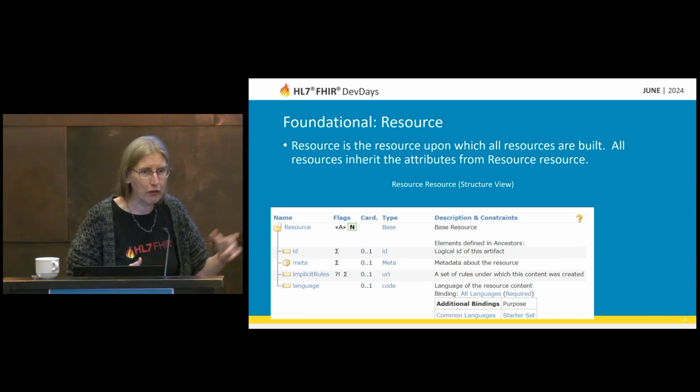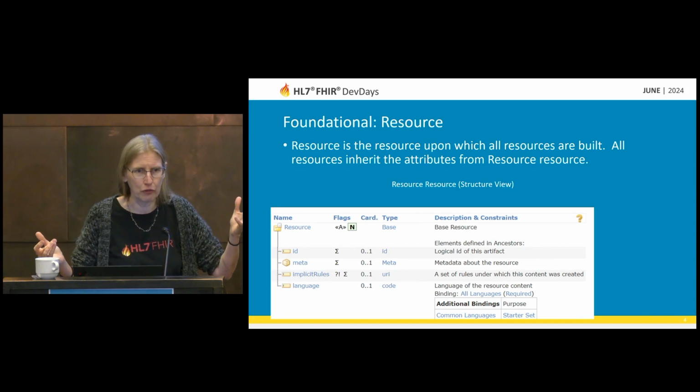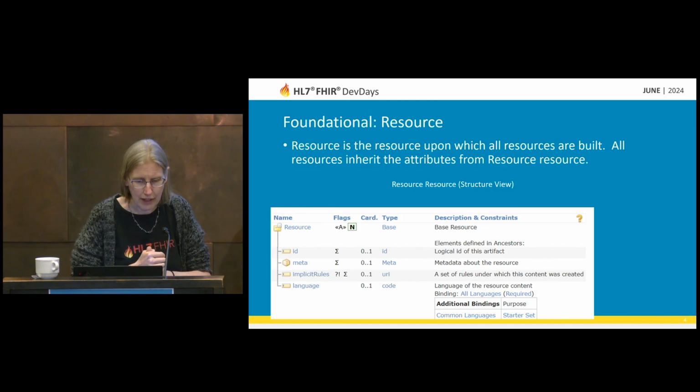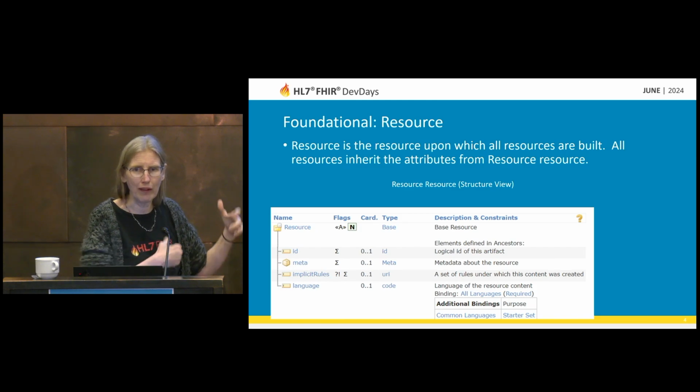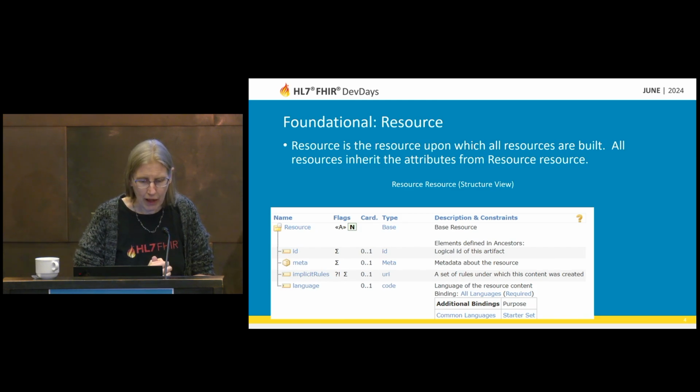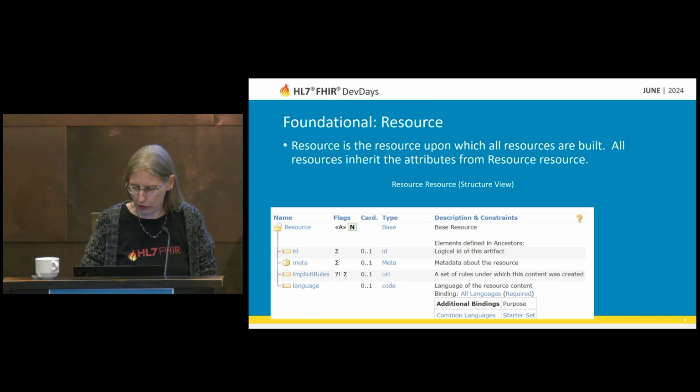So this is where we have a resource ID. Without a resource ID, you cannot do FHIR, right? It's our instance identifier. And this is also where you will find language, and we're starting to finally embrace it. That's really important. So what language is this resource written in? This is also where you can find some implicit rules and also where you can find metadata.